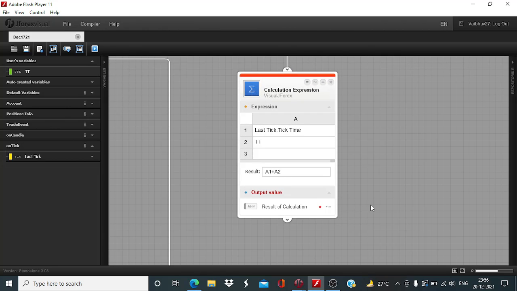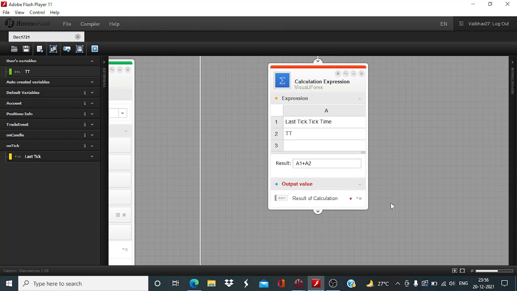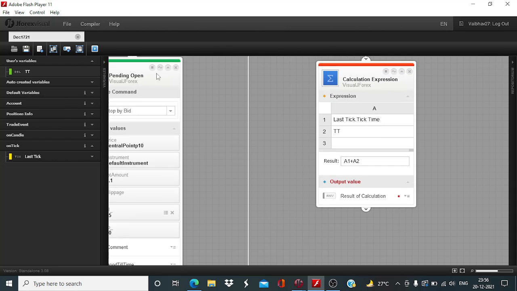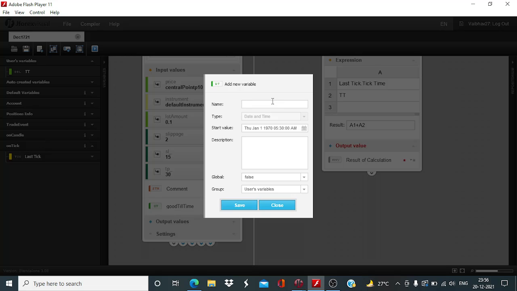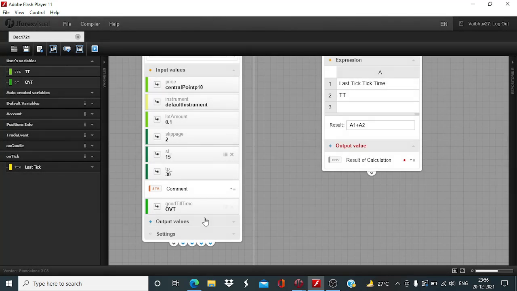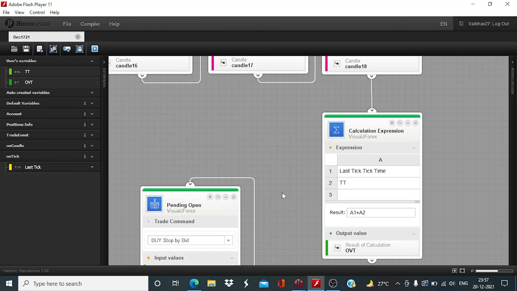Okay, A1 plus A2, and result of the calculation. We need the output to be of long data type, so I will create the new variable here. Name, we will name it OVT, and its value will be derived from this calculation.